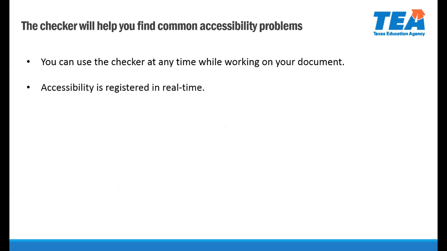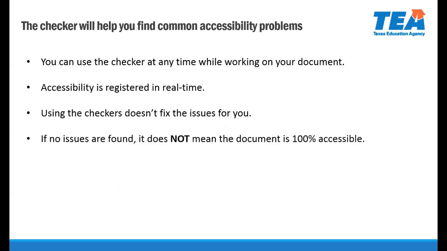Or you can leave the accessibility checker panel open while you work on your document. It registers accessibility errors in real time. The checker will only find the accessibility issues, not fix them for you, but it does provide explanations on issues and suggestions on how to fix them.